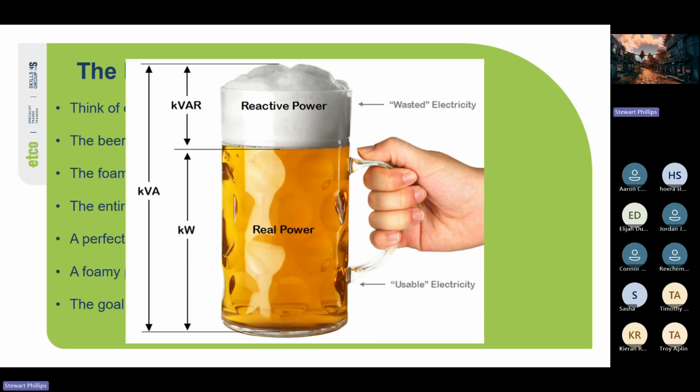So yeah, this is the way to remember it. The kVAR, or kilovolt amps reactive, is the head or foam of the beer. The real power, or kilowatts, is the actual drinkable liquid, usable electricity. And then kVA is the total effort to pour that beer, or the total volume of the glass.